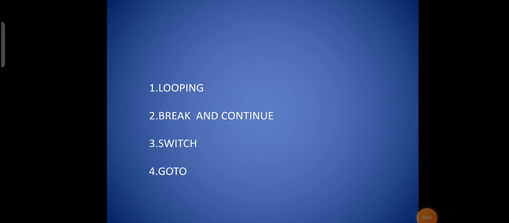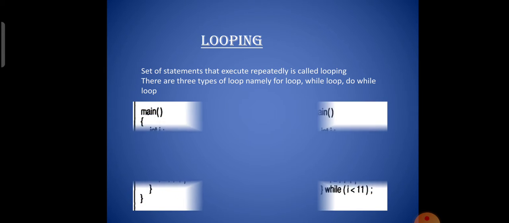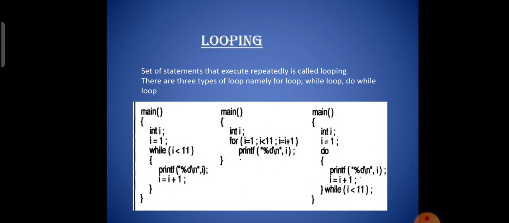Today let's see about the concept of looping, break, continue, switch and goto. In looping, the set of statements executed repeatedly is known as looping. There are three types of loop, namely while loop, for loop and do while loop. This is the comparison of these three loops.